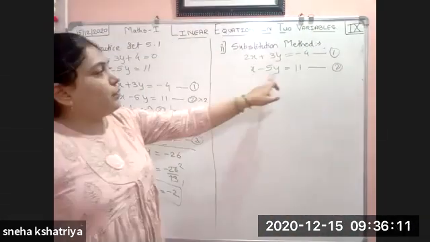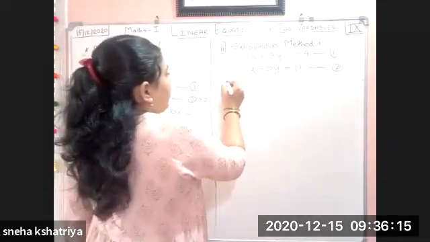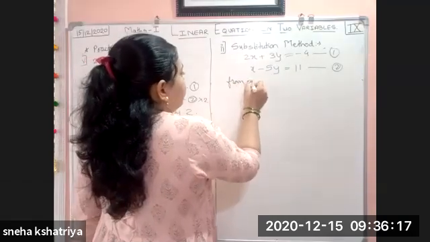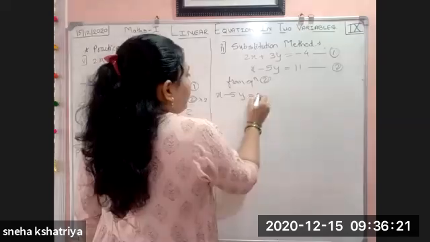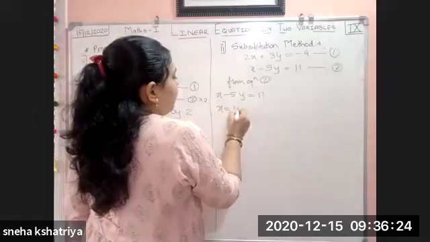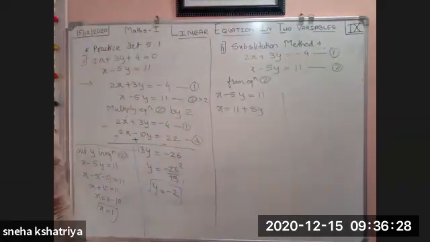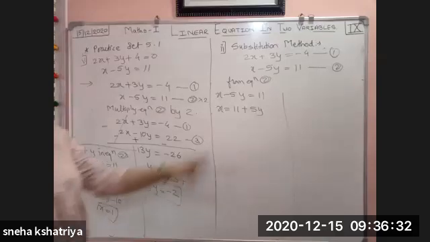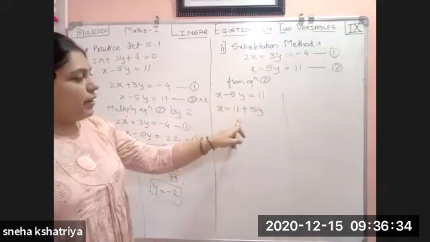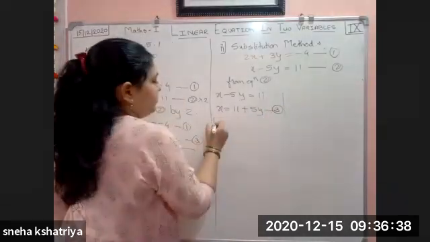So again, see here, from equation 2 it is easy to find the value of x. From equation 2, x minus 5y is equal to 11, so x is equal to 11 plus 5y. So we get directly the value of x. We put this value, which is equation number 3, in equation 1.